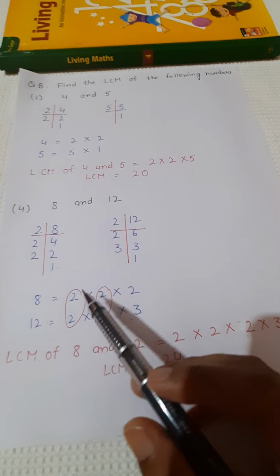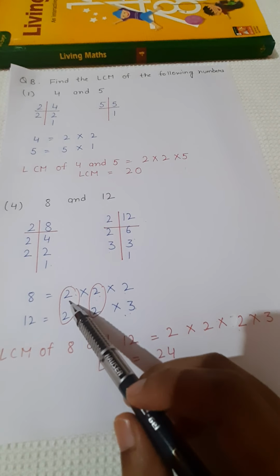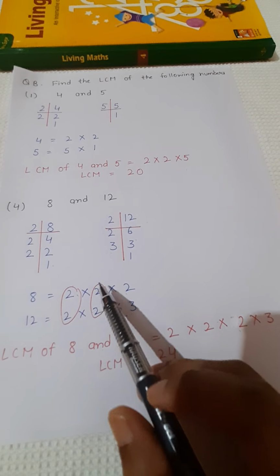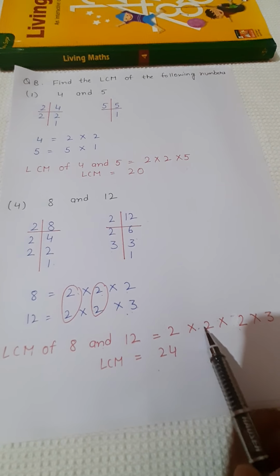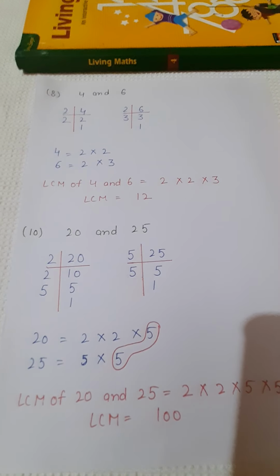Do it like this: make the common, whatever numbers are common, make this curve, and from this we will take 1. 2 is common here, so we will write 1. Here also 2, then we will write 1, then 2 and 3 are left, write those also.